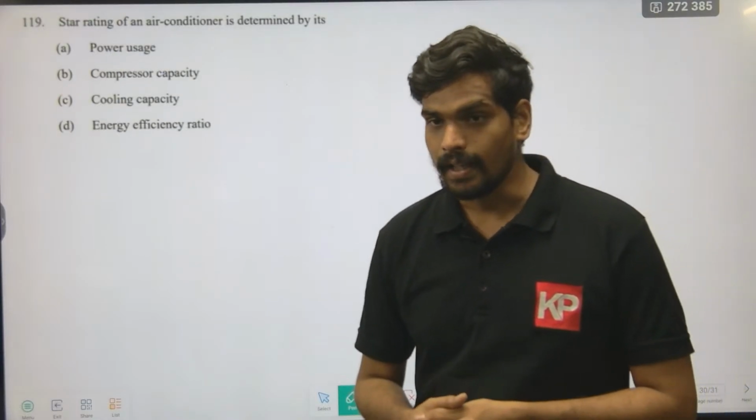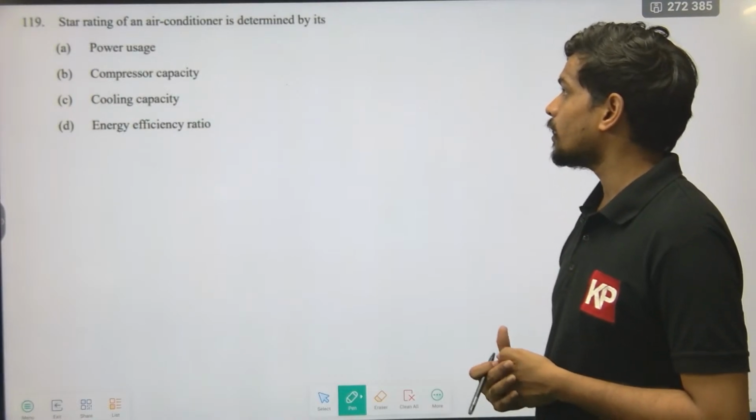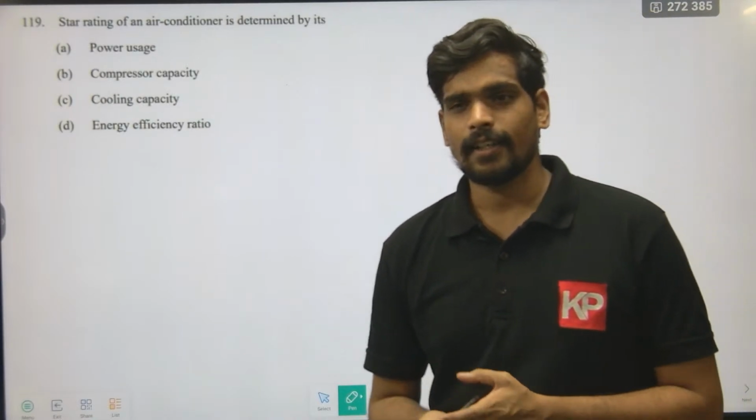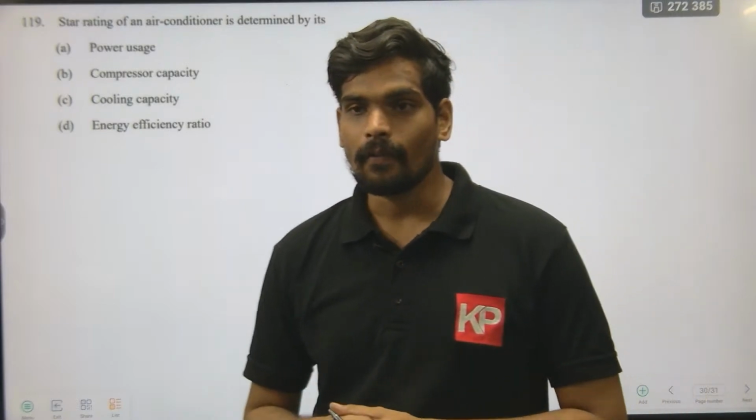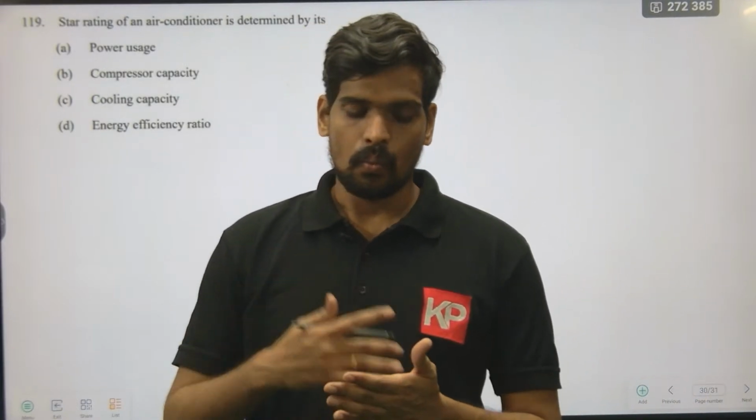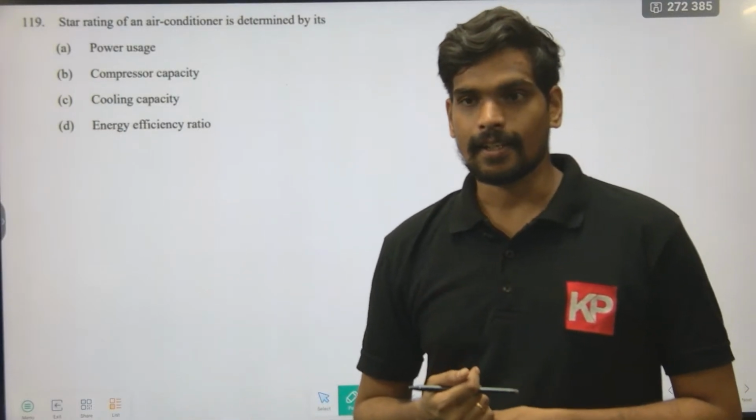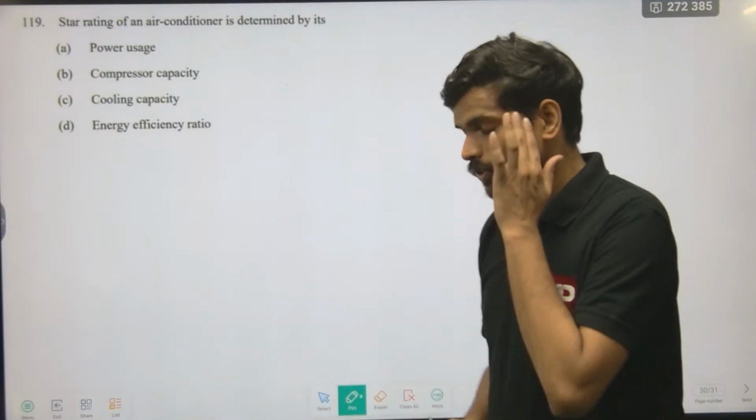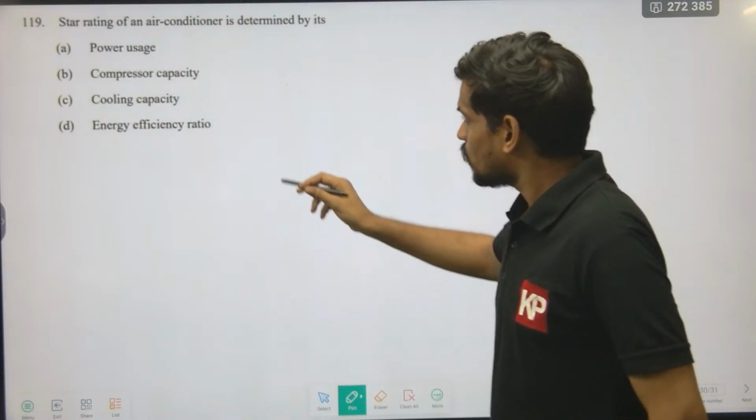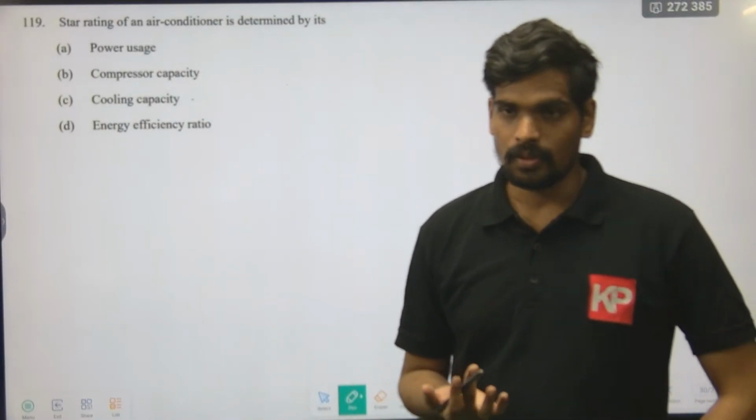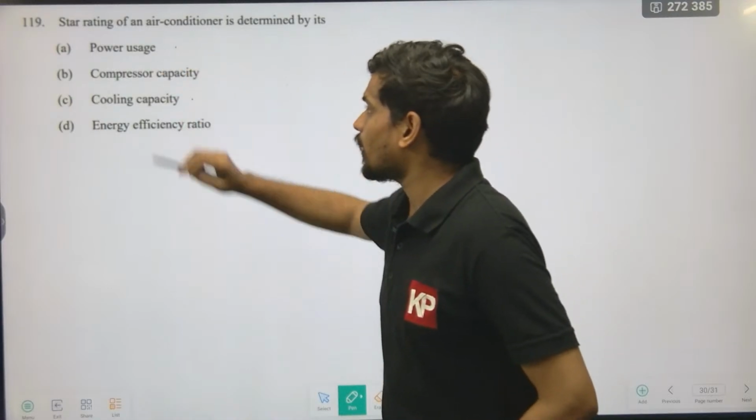Next, question number 119. The star rating of an air conditioner is determined by what? You see in air conditioners, the Bureau of Energy Efficiency gives star ratings: 1 star, 2 star, 3 star, 4 star, 5 star air conditioners. So that star rating in air conditioners is done based on what? It depends on 2 main factors. Cooling capacity, yes, it depends on cooling capacity. It also depends on power usage.